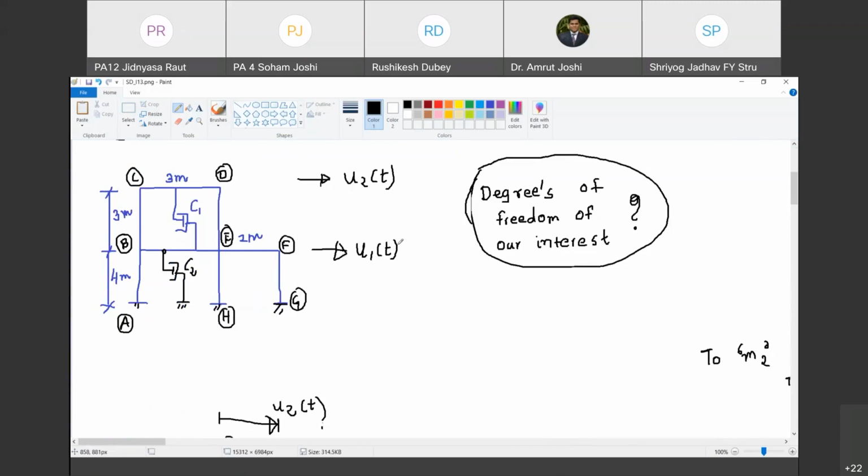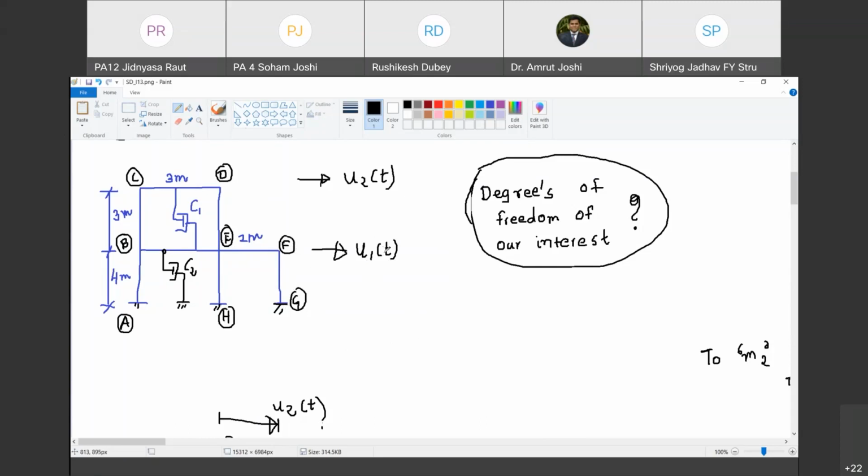So u1 of t. Even if u2 of t is 0, it doesn't matter. As long as u1 of t is non-negative, it is going to induce stresses in columns FG, EH, and BA. Do you agree with me? Yes, sir.